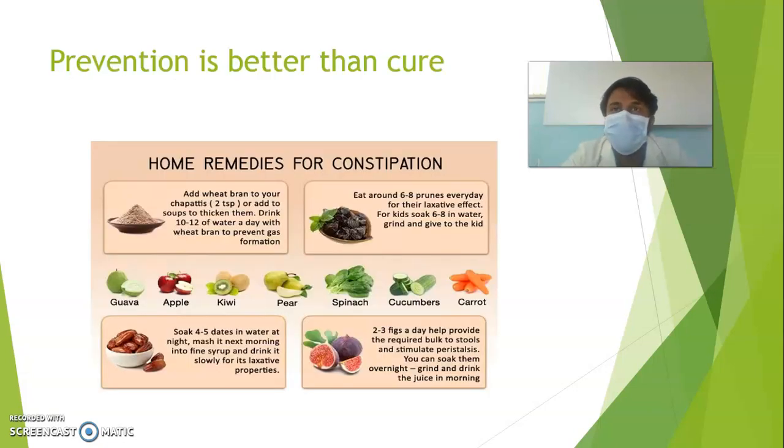Now, when you talk about the home remedies which are often used, we have seen plenty of fruits and vegetables which we can eat to cure constipation, such as guava, apple, kiwi, pear, spinach, and when it comes to the vegetables, we use cucumbers and carrot.